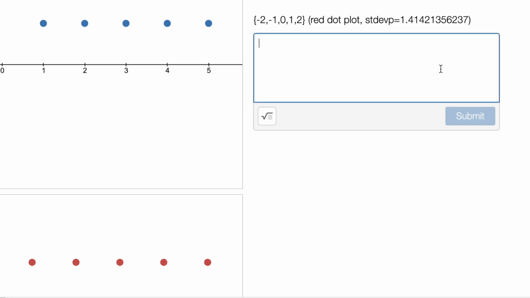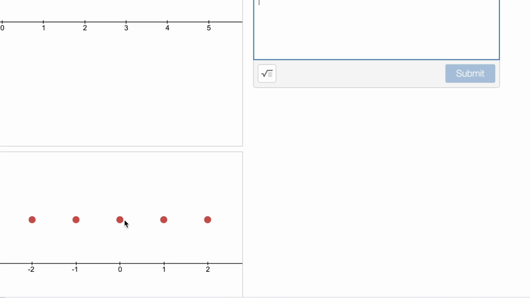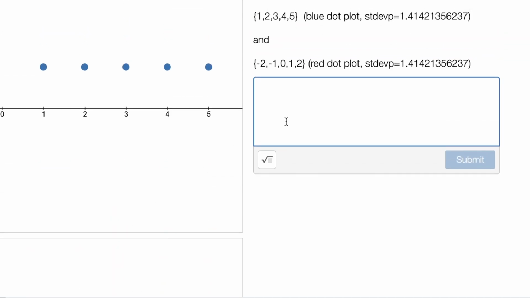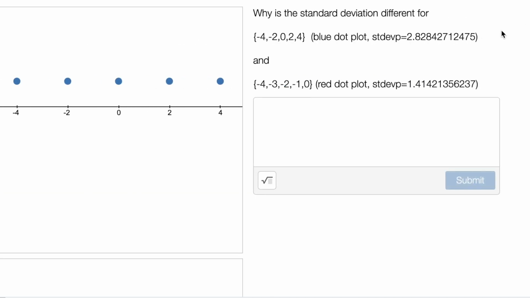All right. Well, if you notice, these are all the same distance apart. So the blue dots are going by ones. Well, these are also going by ones. They're just starting in a different place, but they're the same distance apart. All of the data values are the same distance apart. That's it. Okay. Why is the standard deviation different for this one?